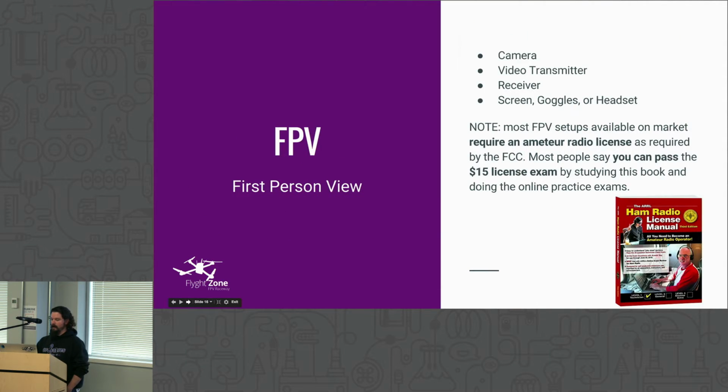Okay. FPV, if you are interested in first-person view, that's the ability to actually see with a headset from the drone's onboard camera's perspective. You do currently need a ham radio amateur license. $15 for the test, $30 for the book. It's not very difficult. As the industry grows, equipment will come out that you won't need this, but currently you do.